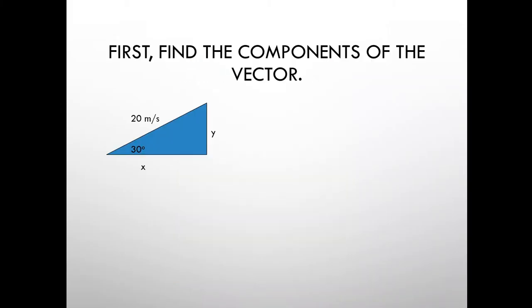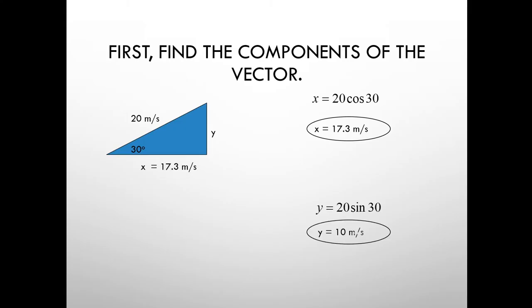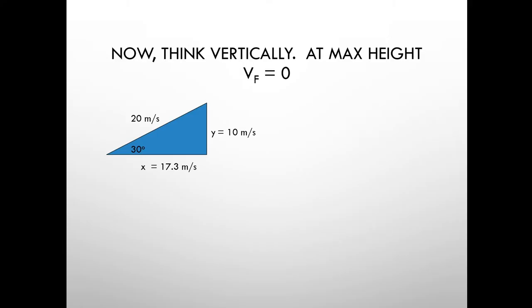Continuing on, before we do anything or make any calculations, we need to find the x and y components of this initial moment. So we can calculate x to be 17.3 meters per second, and we can calculate y to be 10 meters per second. Now, we want to think strictly vertically. If we forget about the horizontal, because when you kick a soccer ball at an angle, it has some horizontal component of its flight and it has some vertical component of its flight. That's what we found here with x and y.